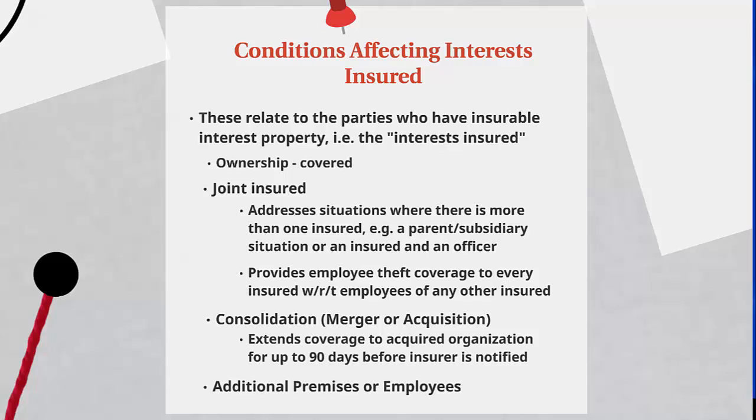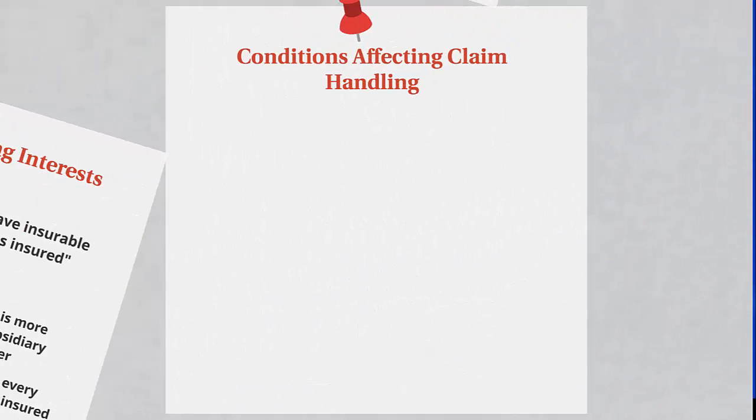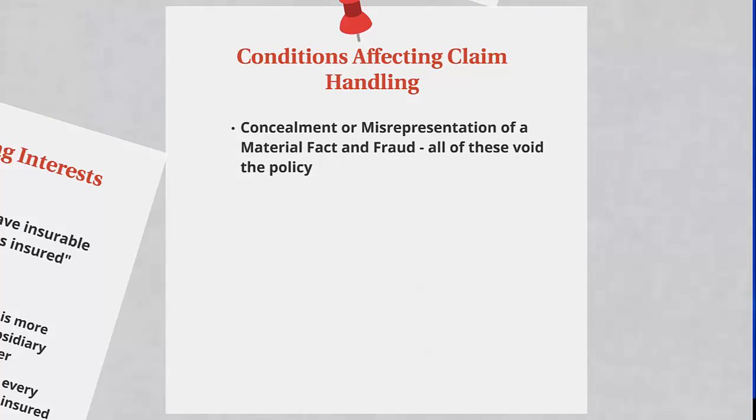And there's a condition relating to additional premises or employees. The policy will automatically cover any premises or employees the insured adds during the policy period, other than through consolidation, merger, or acquisition. The insured doesn't have to notify the insurer of any increase in employees or pay an additional premium for the remainder of that policy period. Now let's look at conditions affecting the claim. Concealment or misrepresentation of a material fact voids the policy. The insured must cooperate with the insurer on any investigations and all other matters pertaining to this insurance. It's extremely important in settling a claim.